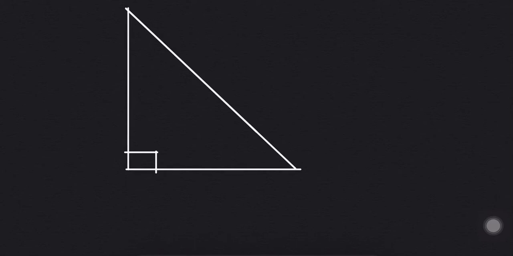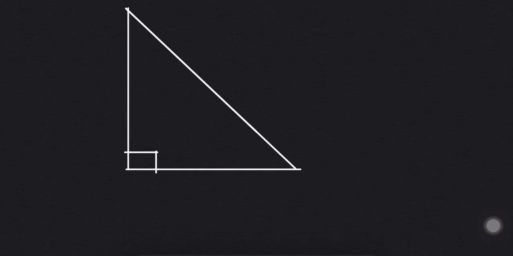I'm going to explain to you how to use Pythagoras theorem to solve questions. As you can see here, we have a right angle triangle. This means that Pythagoras theorem only works for right angle triangles, and it is also used to prove that a triangle is a right angle triangle.